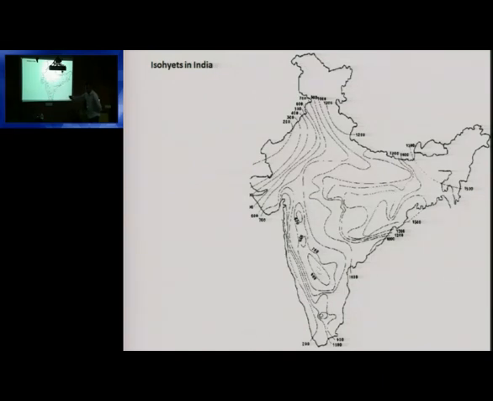And what we find here? Desert, because it is only 20 centimeters of rainfall. So this is how.